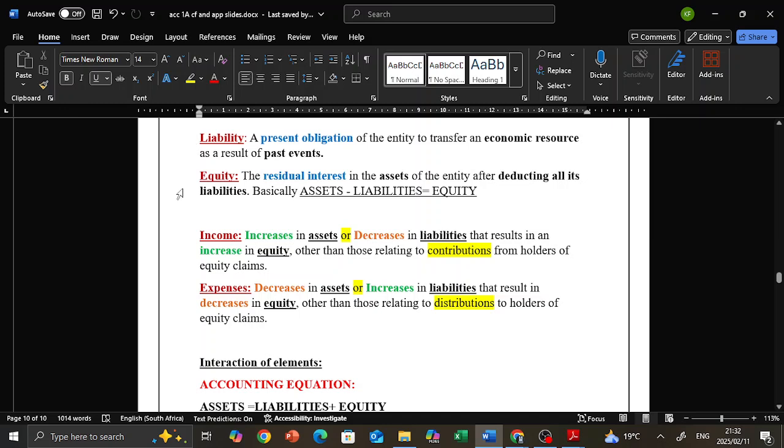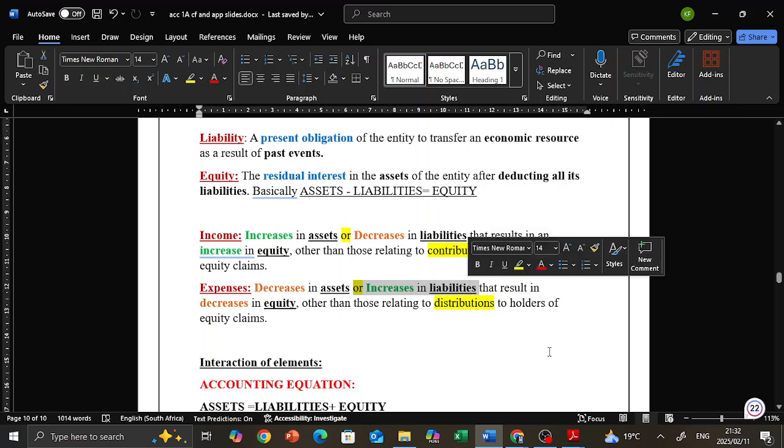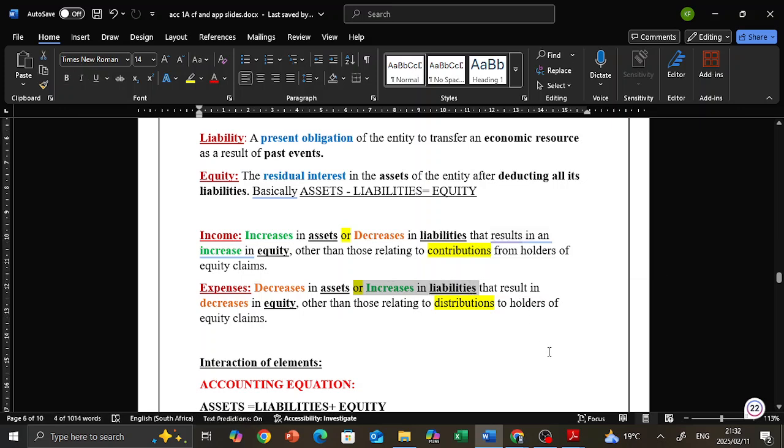Then we get to the alternative. Expense. Expenses are decreases in assets or increases in liabilities that result in decreases in equity, other than those relating to distributions to holders of equity claims. Do you see why this statement here could also allow us to get the marks? Do you see that? Okay, hand raised. Talk to me. What do you think?